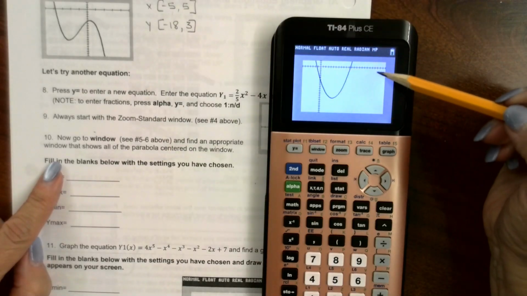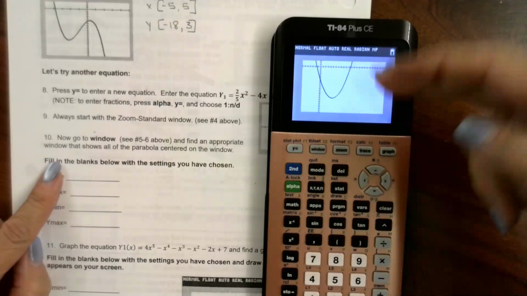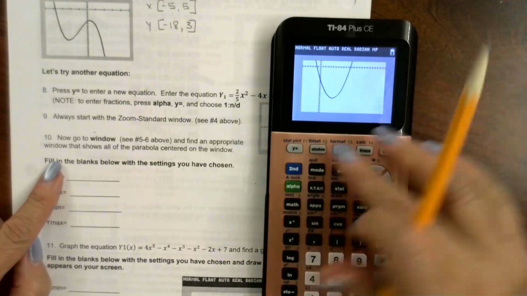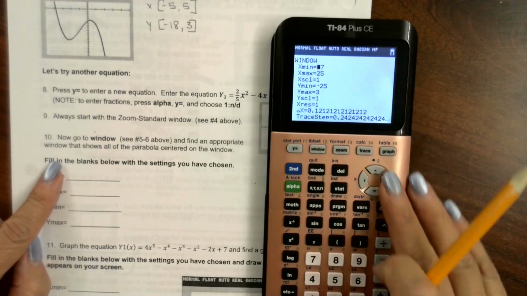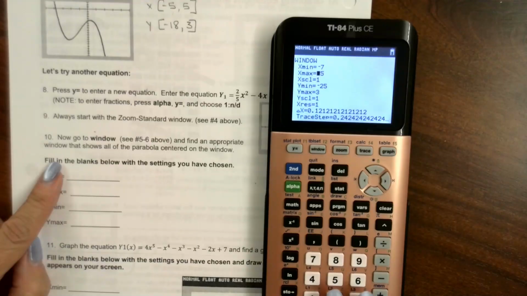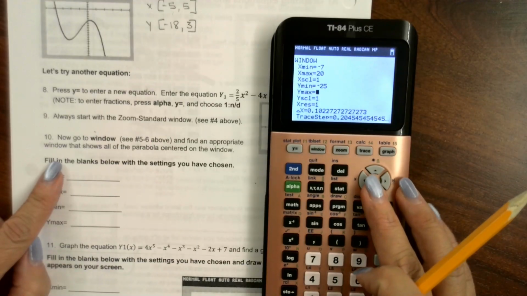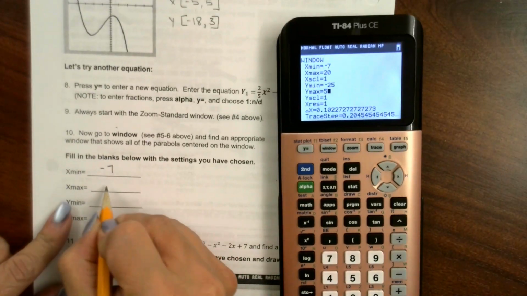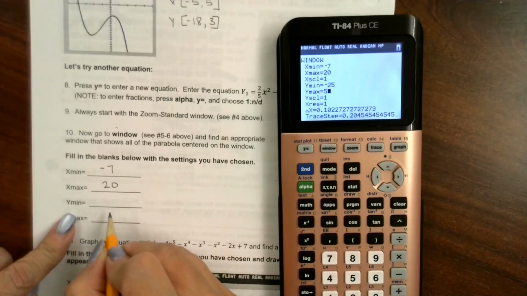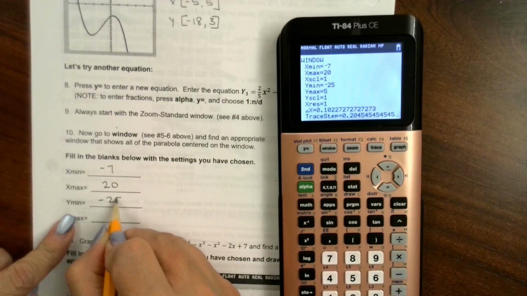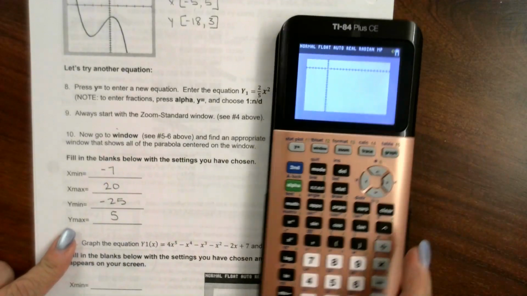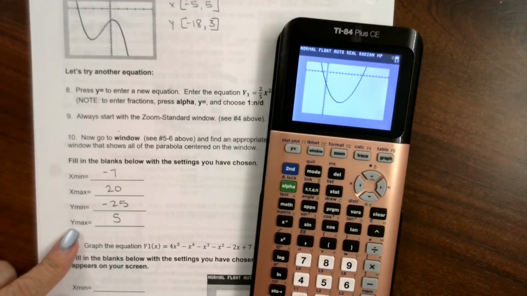This is way too big on this side, so I'm going to adjust it just a little bit. I want to see a little bit more on the top and a little less in the y max, or sorry, in the x max. So I go back into window, x max, I'm just going to make that 20, and I'm going to make my y max 5 now. So I'm going to write these down. So -7, my x max is 20, my y min is -25, and my y max is 5. That looks pretty good. I can pretty much see what's happening.